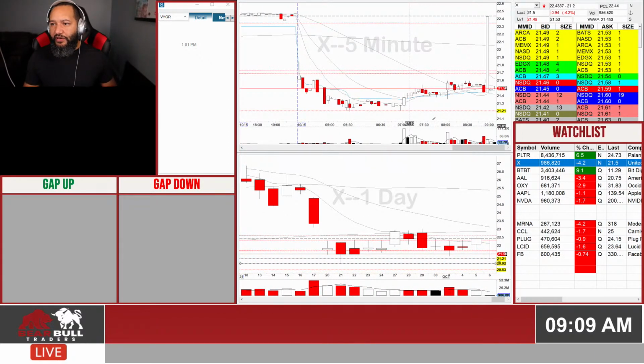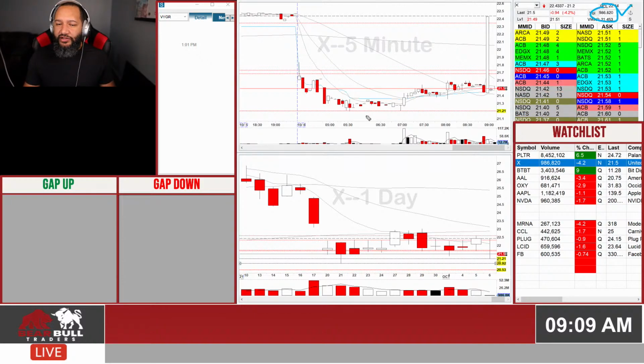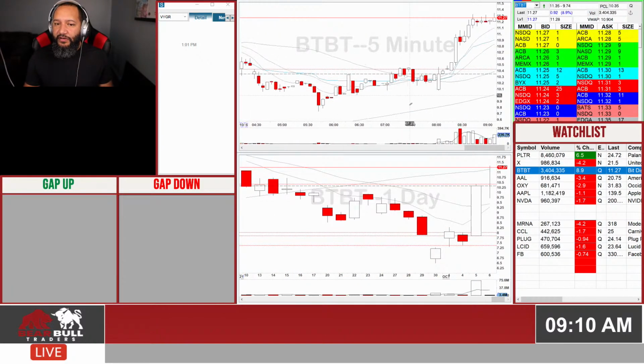This might be more of a possible. I like the volume they have today, 986. This has to continue to trade a little bit better. Let's give it a little time here to develop.